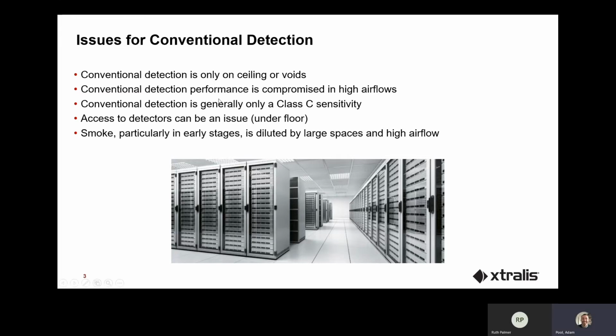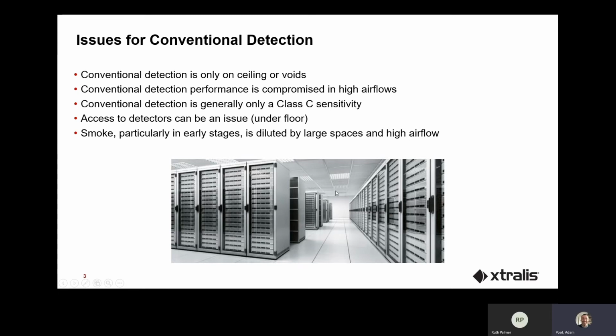But also, access to detectors can be an issue, particularly if the picture we're looking at here is clearly a data hall of some description. There is a raised floor and there is a false ceiling. So fire detection will need to be in the facility, but because of codes and standards, it may also need to be in the void space above the data hall if that void is deep enough, and also in the void space below the data hall, also if that void is deep enough and warrants the detection.